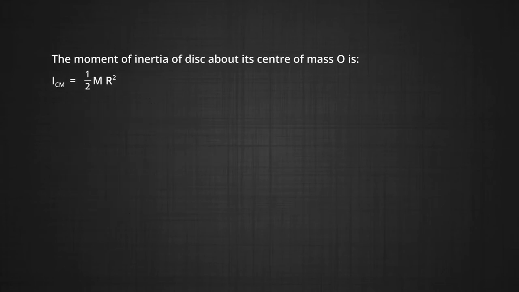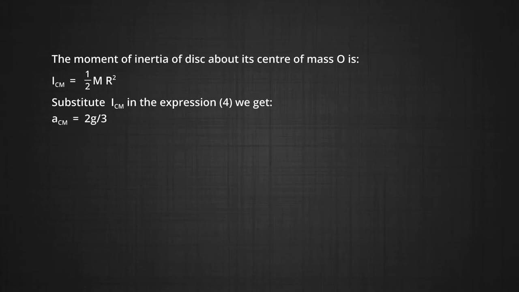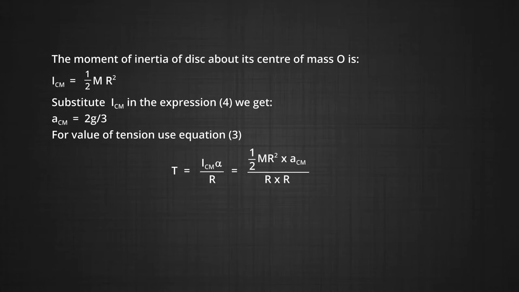The moment of inertia of the disk about its center of mass can be written as ICM is equal to half mr square as it is a disk. Substituting ICM in equation 4, we can get ACM is equal to 2g upon 3. For the value of tension, we can use equation number 3. On substituting the value of ACM or alpha, we can get T is equal to ICM alpha upon r, or half mr square into ACM upon r into r. Therefore, we get tension is equal to mg by 3.